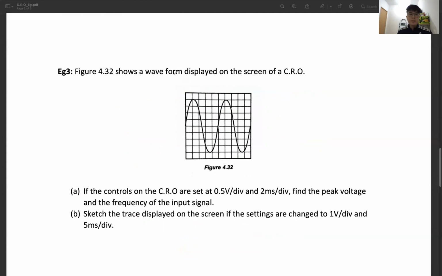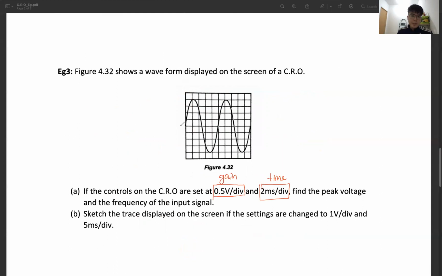Okay, the figure shows a waveform display on the screen. If the controls on the CRO are set at this and this. What is this? This is the gain, the Y gain. This is the time base. Find the peak voltage and the frequency of the input signal.